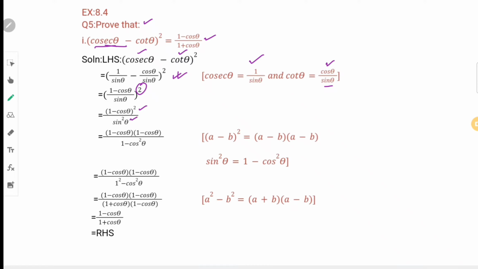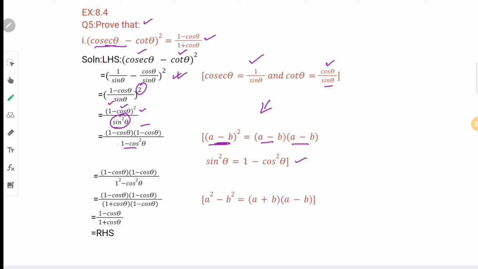All right, separating them. If you look at the numerator, 1 minus cos theta the whole square, have a look here. When it is a minus b the whole square, 1 is a and our b is cos theta, right? So a minus b the whole square, we can simply write as a minus b, a minus b. And when you look at the denominator, this sine square theta can be written as 1 minus cos square theta. All right, so I've written it here.